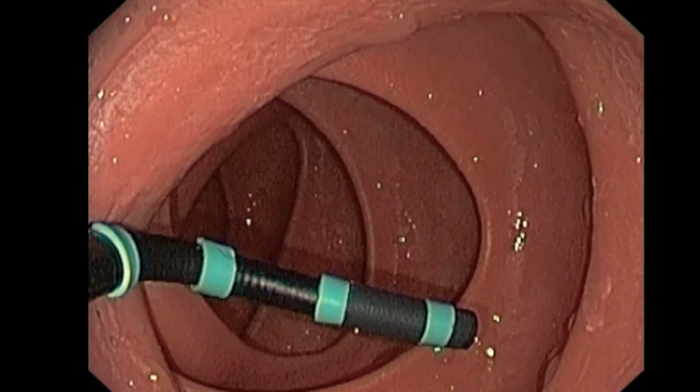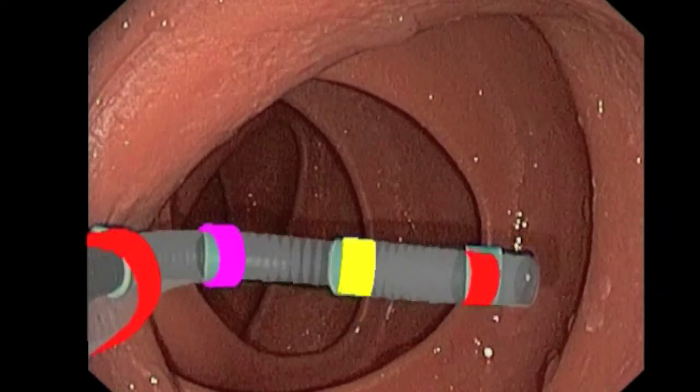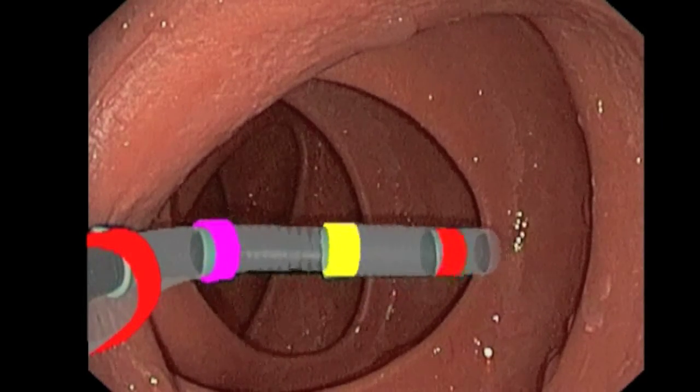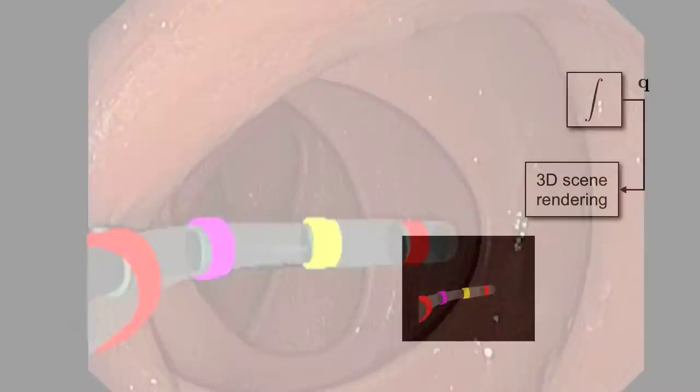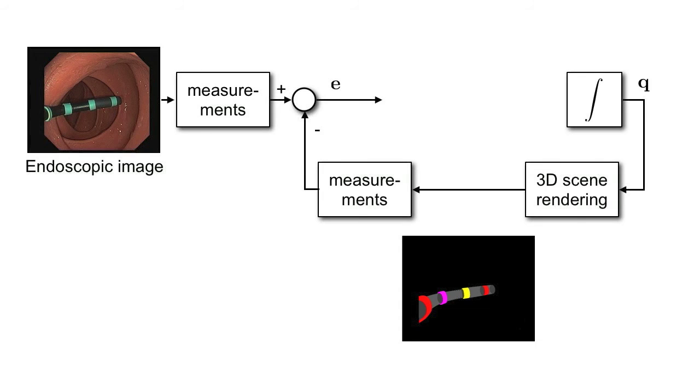We use a visual servoing-inspired approach to match a 3-dimensional rendering of the instrument to the actual observed instrument. Using the current state Q of the estimator, a 3-dimensional rendering of the instrument is created. From this rendering, the centroids of the markers are measured. These are compared to the centroids of the markers in the endoscopic image, resulting in an error E.